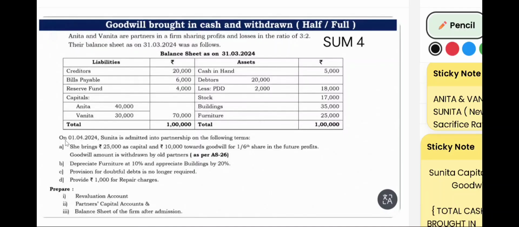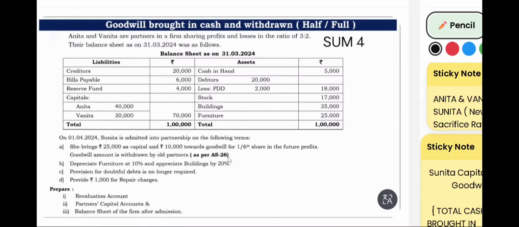On 1st April 2024, Sunita is admitted into the partnership on the following terms. So what are the terms and conditions given here? First, Sunita brings in rupees 25,000 as capital and rupees 10,000 towards goodwill for 1/6 share in the future profits. And this goodwill amount, rupees 10,000, should be withdrawn by the old partners. Since they have not mentioned anything in the adjustment, we assume that the full goodwill is withdrawn by the old partners and it has to be treated as per AS 26.